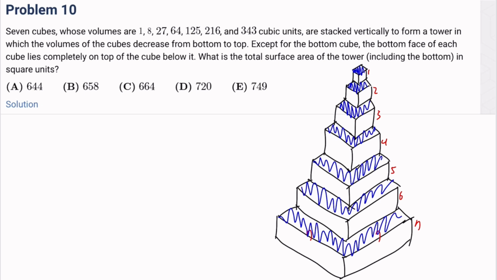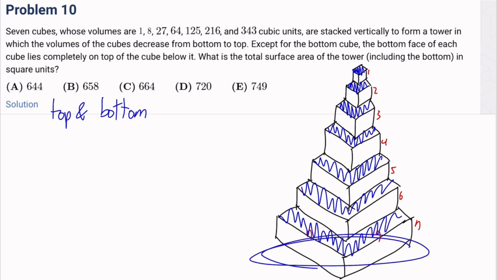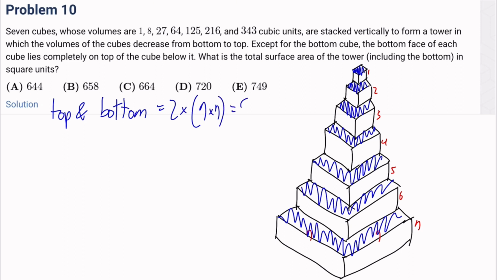Because this comes down like this, and that comes down like this, and like this, and finally like that, right? And so that area, yeah. So the top and bottom areas are equal, right? Because the bottom of this thing is just 7 by 7. So this is 2 times 7 by 7. This is 49 times 2, which is 98, right?